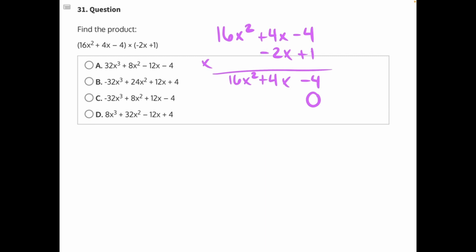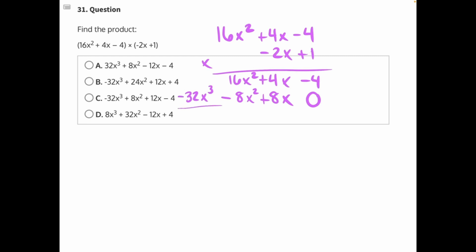-2x times -4 will give us a positive 8x. -2x times positive 4x would give us a negative 8x squared. -2x times 16x squared would give us 32x to the third, and it's going to be negative because a negative and a positive will give us a negative result.